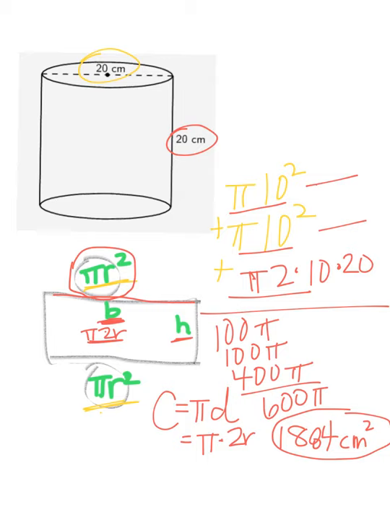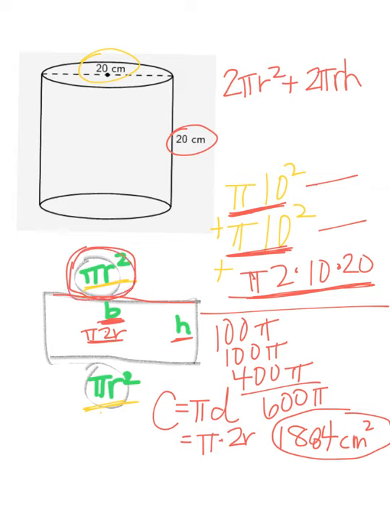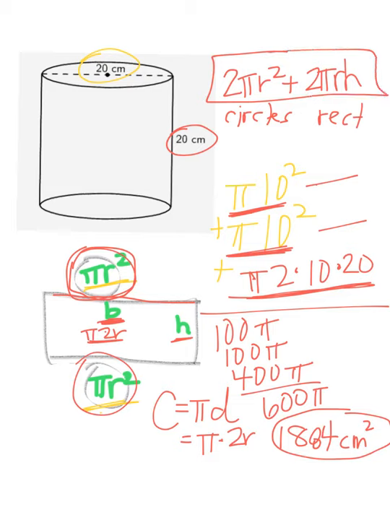Okay, so a lot of times you will see that written as 2 pi r squared plus 2 pi r h, which is essentially what this is. We've got 2 pi r squareds and then 2 pi r h. But where it comes from is our circles' area and then a rectangle. So that's how you find surface area of a cylinder.